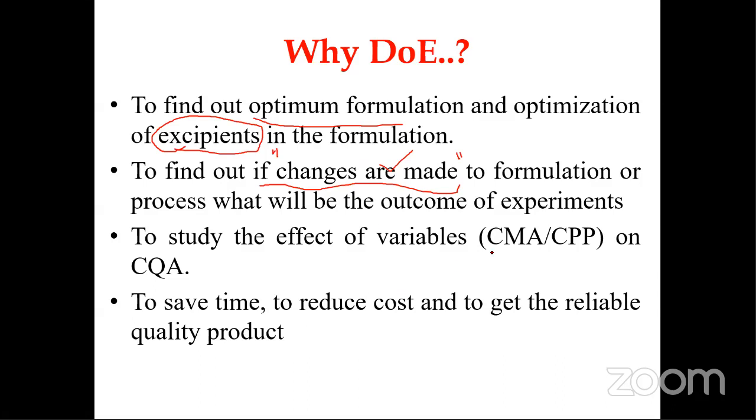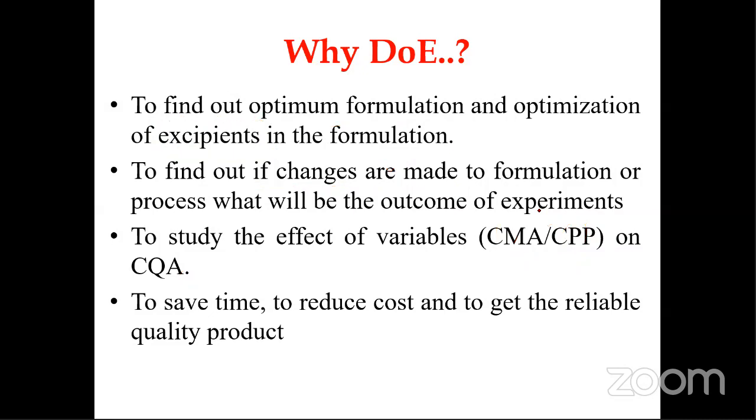So, to study the effect of critical material attributes and critical process parameters on critical quality attributes. These are terms you are going to see tomorrow in quality by design. These are the terms from quality by design. Material attributes means the properties related to the excipients, the materials. Process parameters means, originally, compression speed and the ejection speed of the tablet, and maybe the roller compaction space. There are many process parameters involved during the preparation of any dosage form.